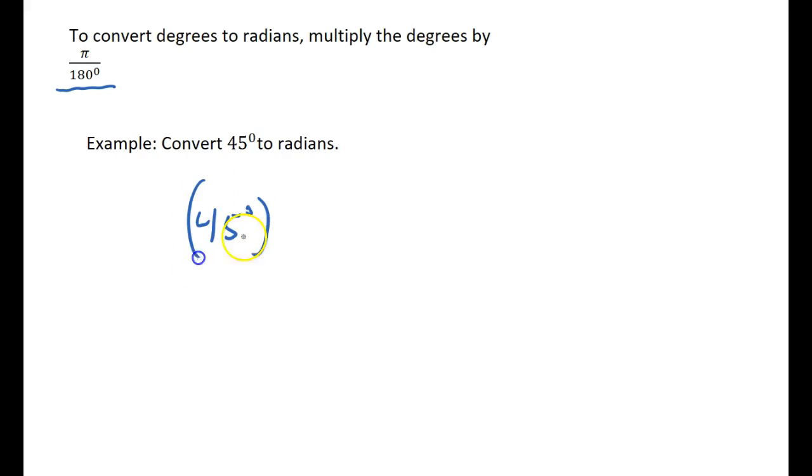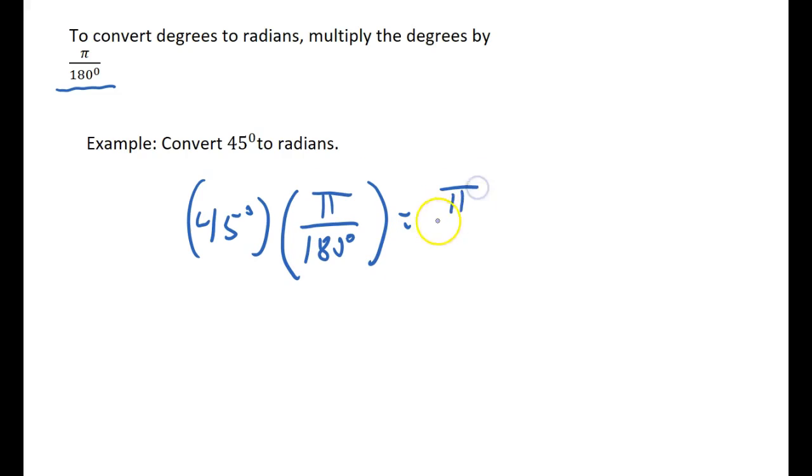So here we go. 45 degrees times pi radians over 180 degrees. Well, 45 goes into 180 4 times. So 45 degrees is exactly the same as pi over 4 radians.